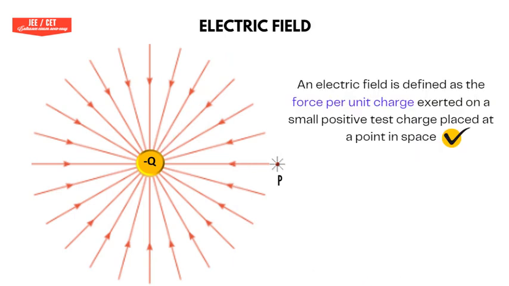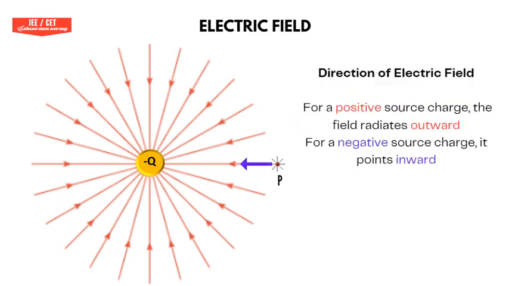Electric field is defined as the force experienced by a test charge of magnitude 1 unit at a point in space. When the source charge is positive, the field is outward, and for a negative source charge, the field points inward as shown in the diagram.